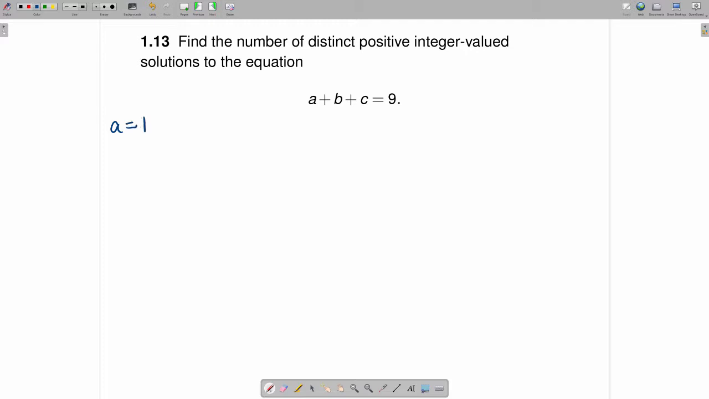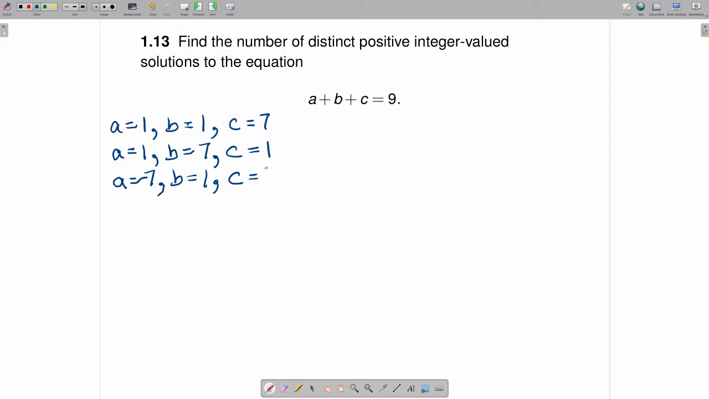A is equal to 1, b is equal to 1, c is equal to 7. That one right there solves that equation because 1 plus 1 plus 7 is equal to 9. Here's another solution. A is equal to 1, b is equal to 7, c is equal to 1. Here's a third. A is equal to 7, b is equal to 1, c is equal to 1.